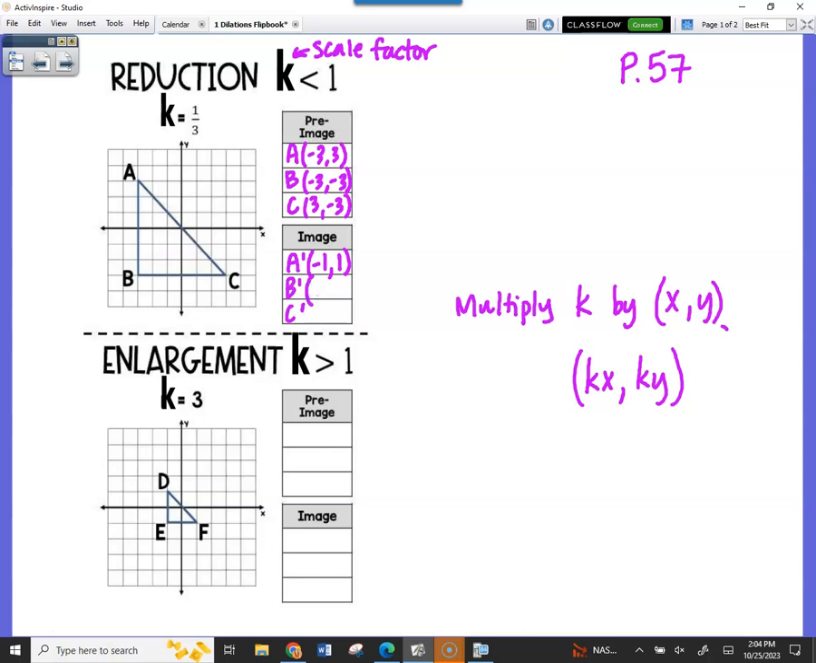What'd you get for B prime? Negative 1 and negative 1. And what'd you get for C prime? 1 and negative 1. Yes. So let's graph it. We got negative 1, 1 is A prime. Negative 1, negative 1 is B prime. And 1, negative 1 is C prime.